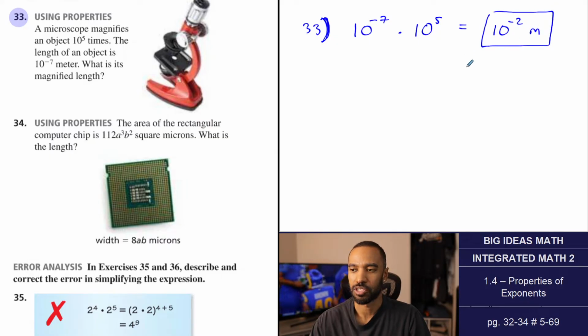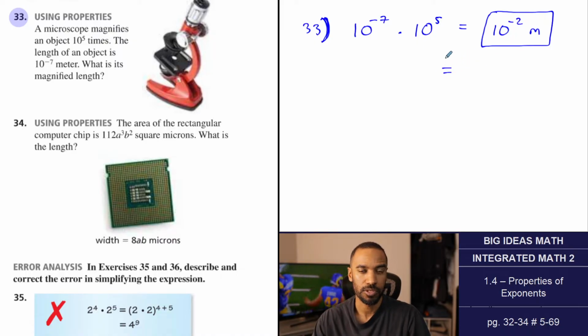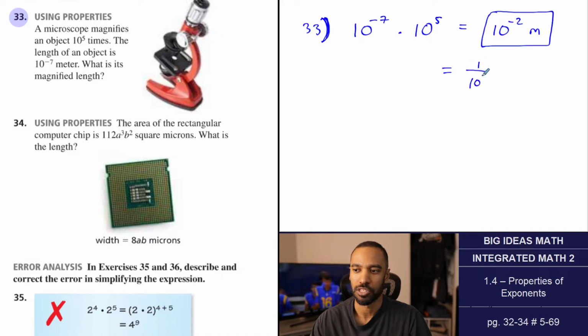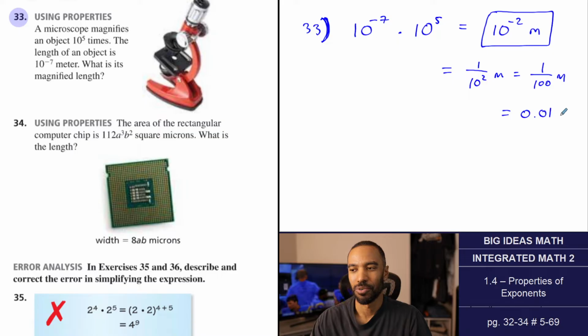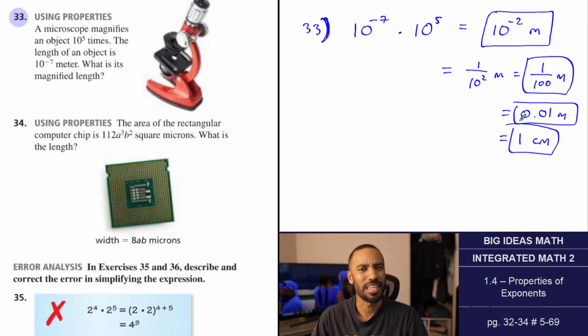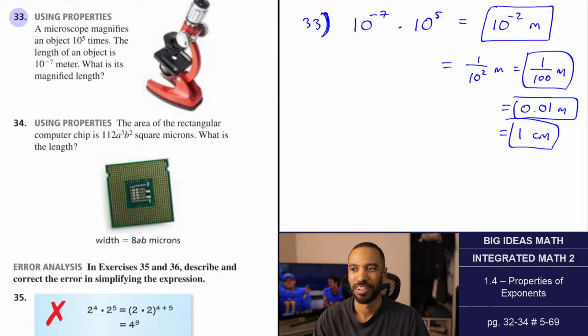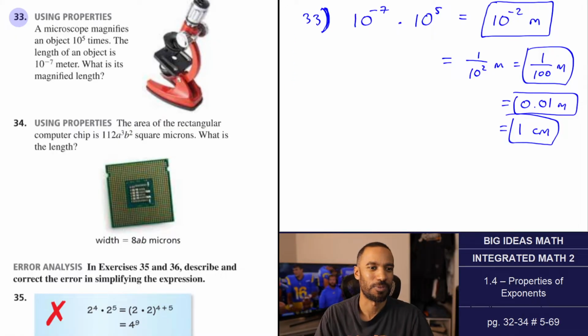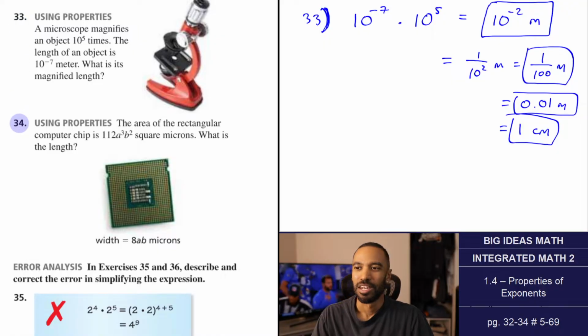That is one version of an answer. Although we have also seen that they don't like negative exponents. Why'd they give them to us? I don't know. Let's just deal with it either way. That's 1 over 10 squared meters, which is 1/100th of a meter, or 0.01 meters, which is 1 centimeter. So any of these answers look pretty good to me. I think that's a centimeter, right? 100 centimeters is a meter. So I think that works. Its magnified length is 1 centimeter. That's the way I like to see that one. Number 34.